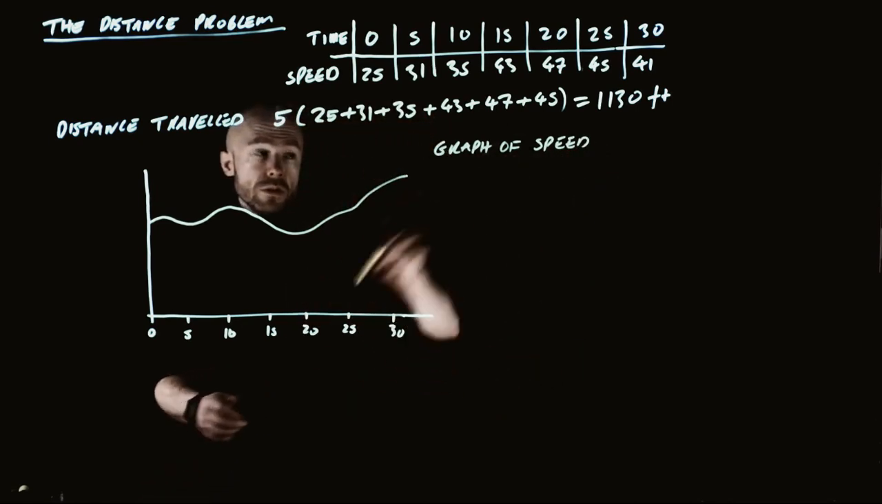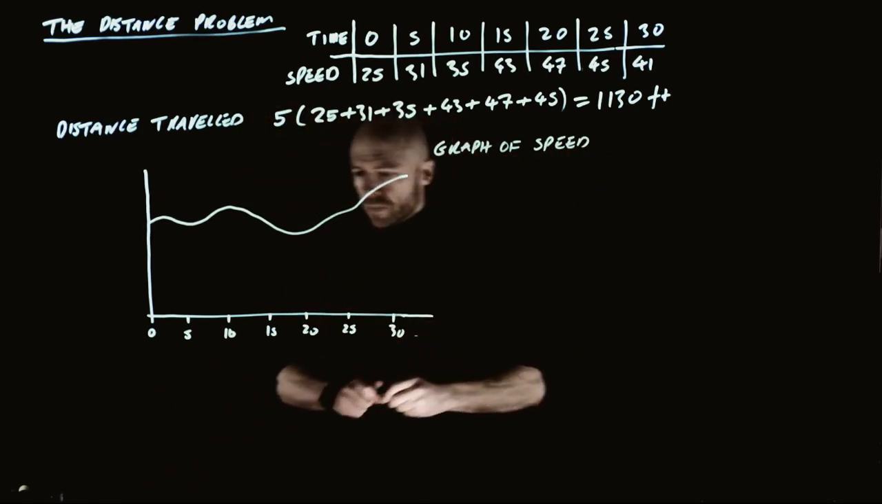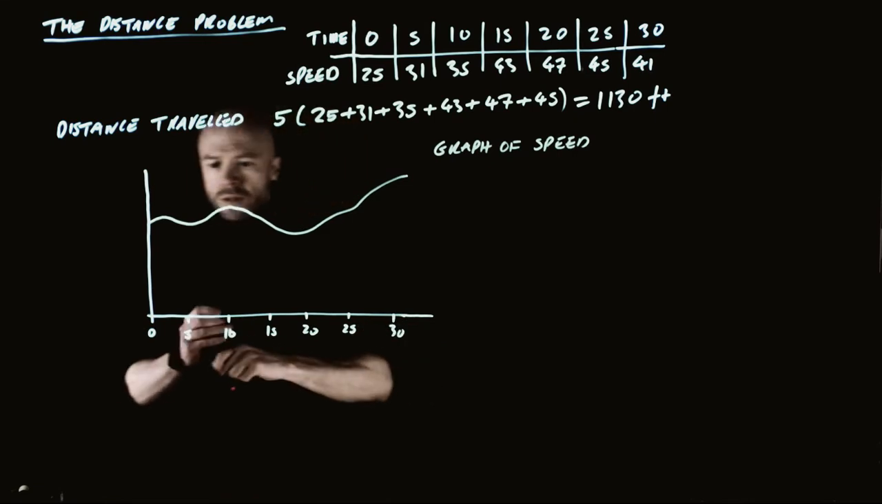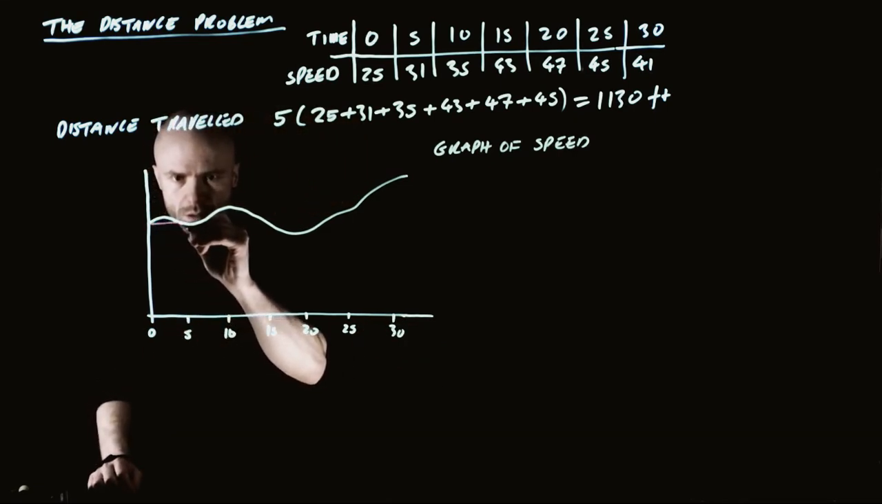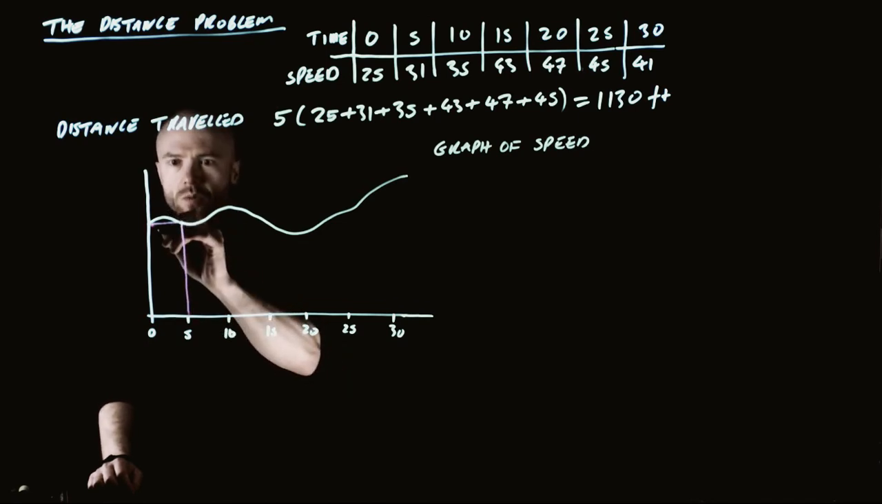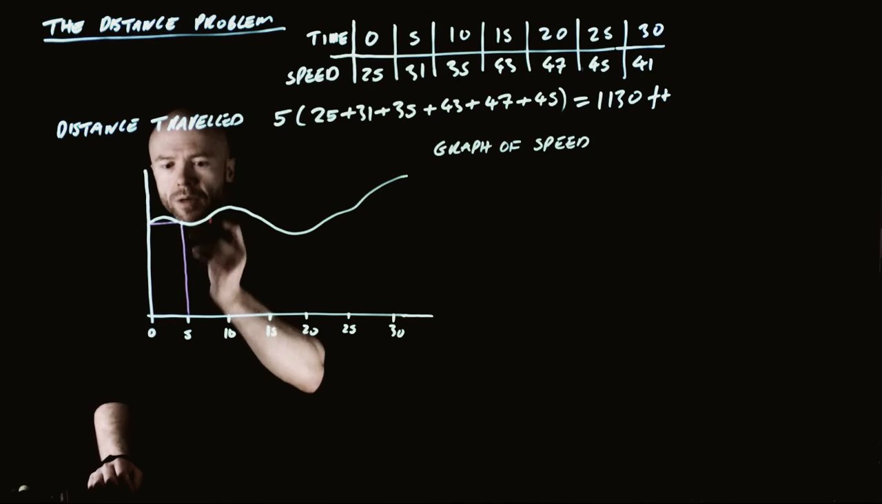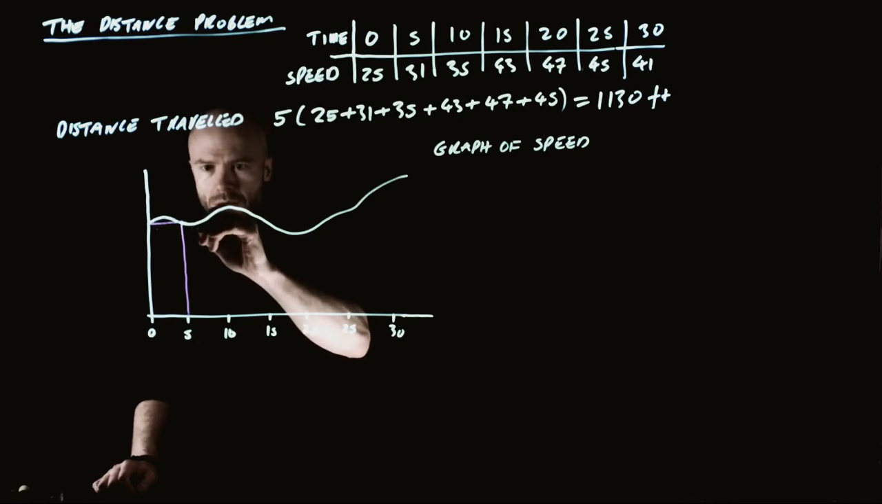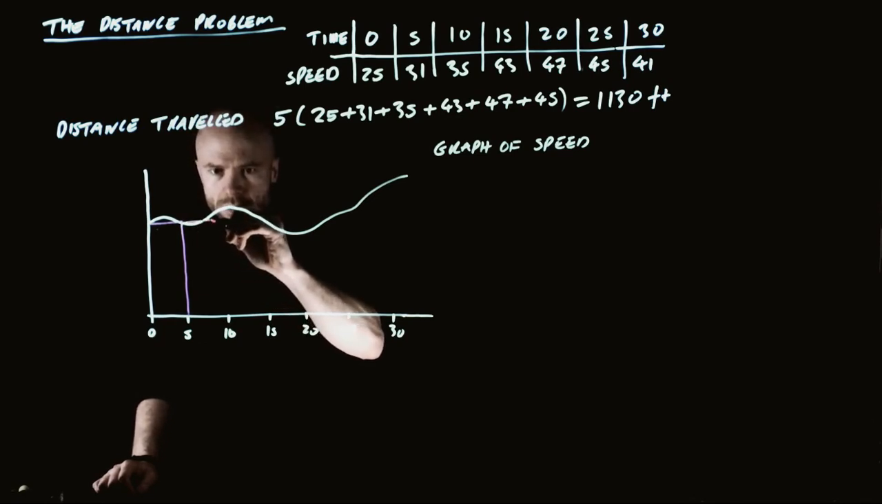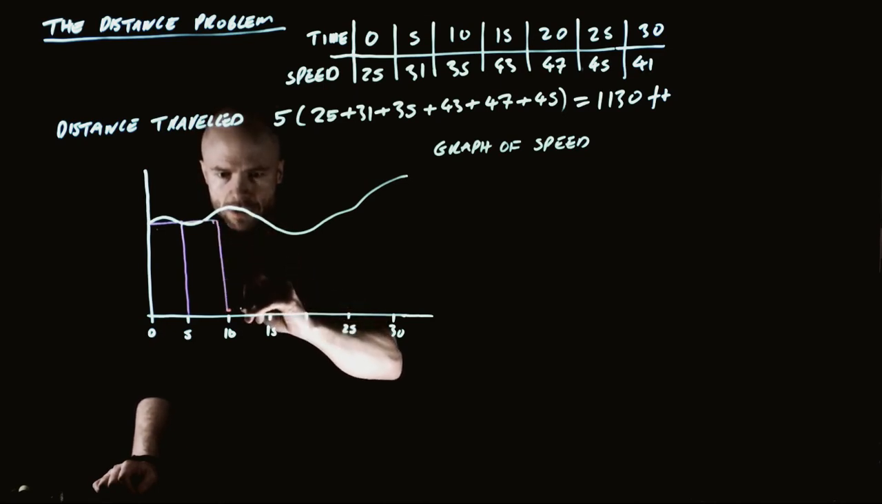And what did we do when we did this approximation? We said, okay, from 0 to 5, what we're doing is approximating the distance traveled by taking whatever speed we are at 0, and multiplying it by 5, which is the area of this rectangle. And then from 5 to 10, we are taking the height of this rectangle. Unfortunately, it's the same height according to my diagram.